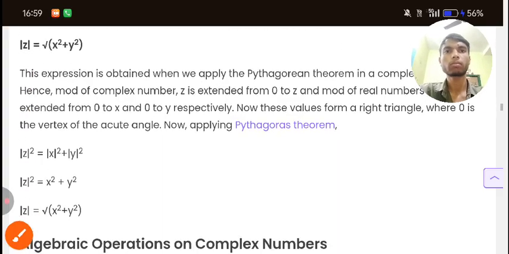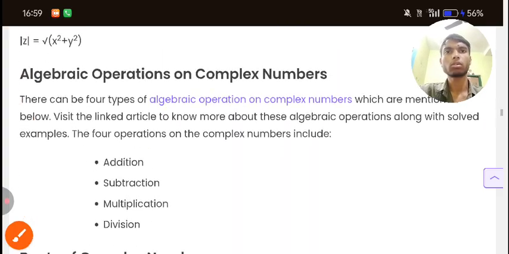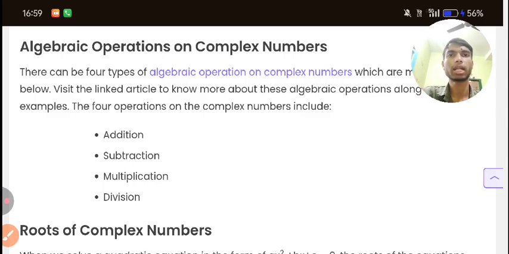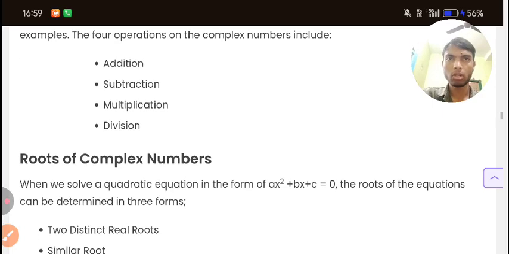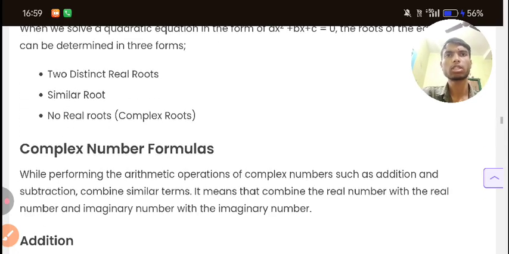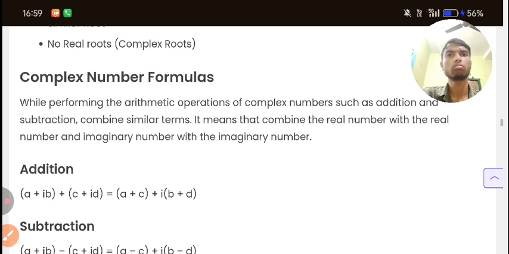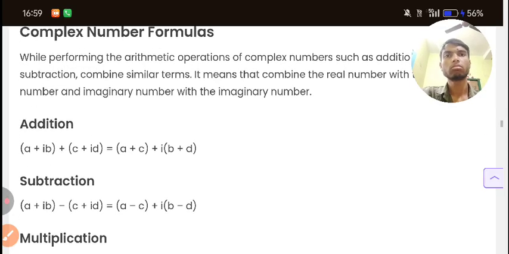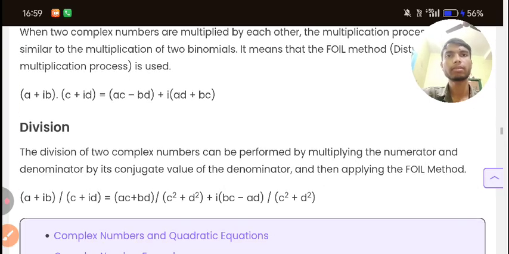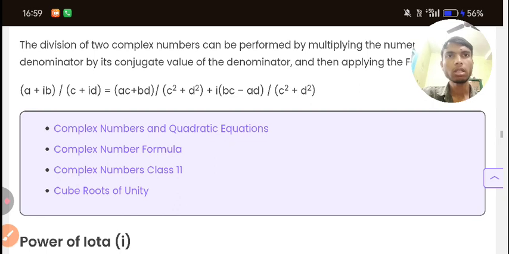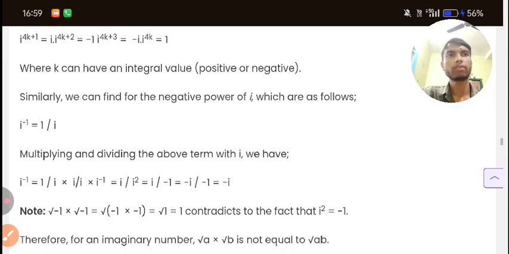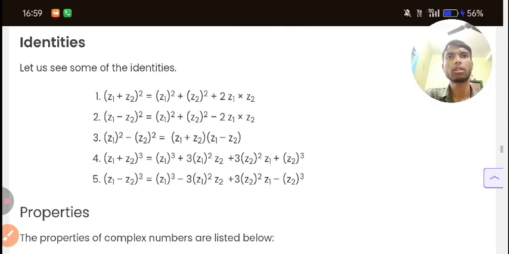Now next, algebraic operations on complex numbers. We have addition, subtraction, multiplication, division. Roots of a complex number: 2 distinct real roots, similar roots, no real roots. Addition, complex number formulas, addition, like that we add. Whatever we left, we will discuss all this later, one by one.